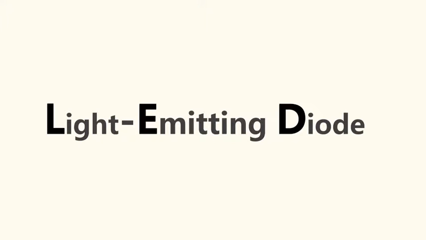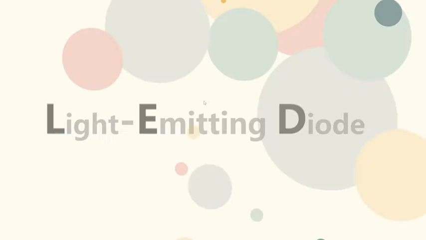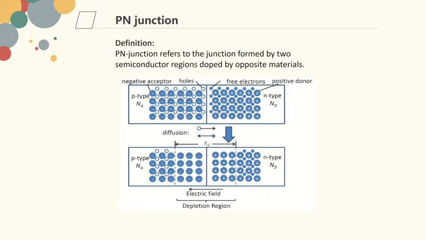Before you get to know the true QLED, let's introduce something about LED first. LED stands for light emitting diode. The basic structure of LED is the p-n junction. P-n junction refers to the junction formed by two semiconductor regions doped by opposite materials.